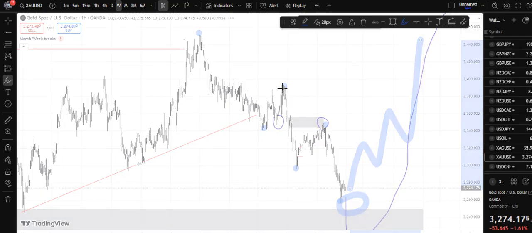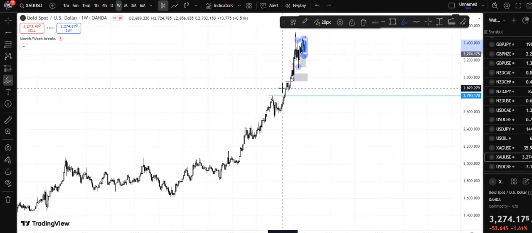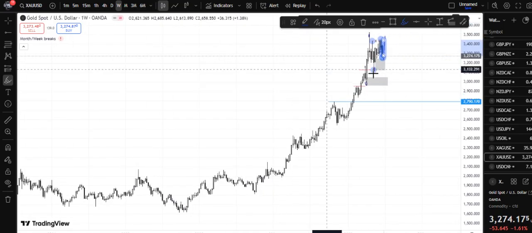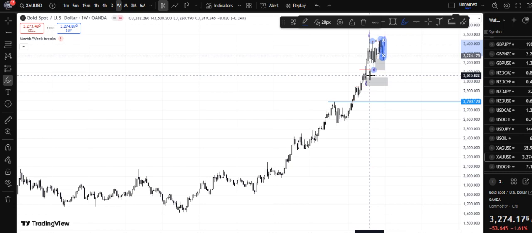And where am I looking out for the shorts to get to? The 3000 area, if you remember very well. Yeah, it's the 3000 area.